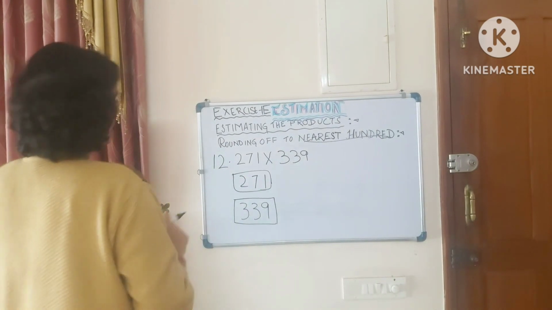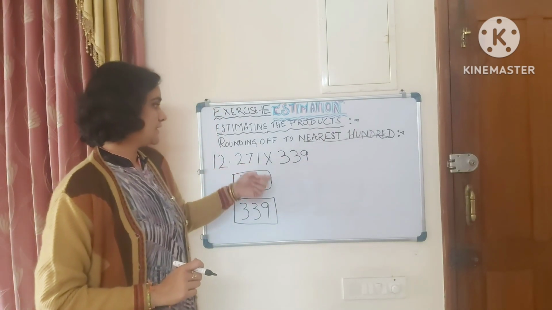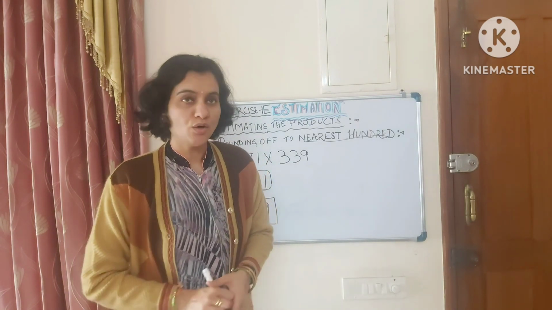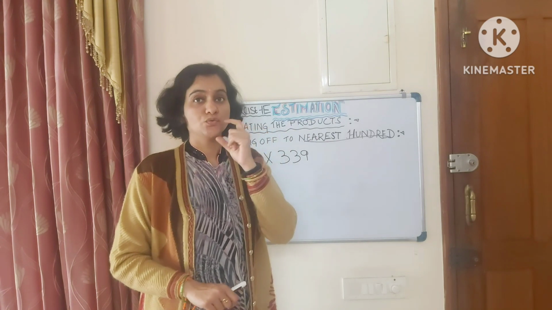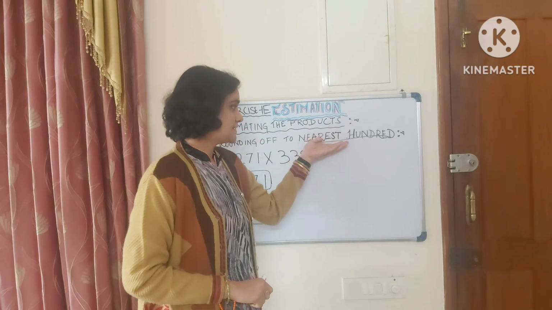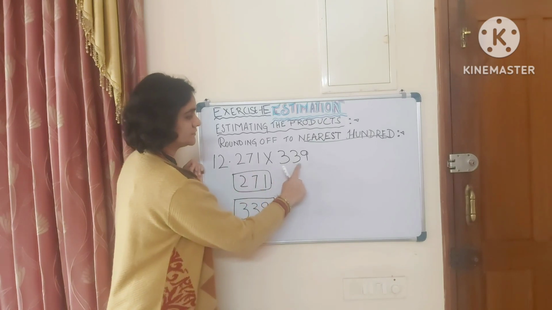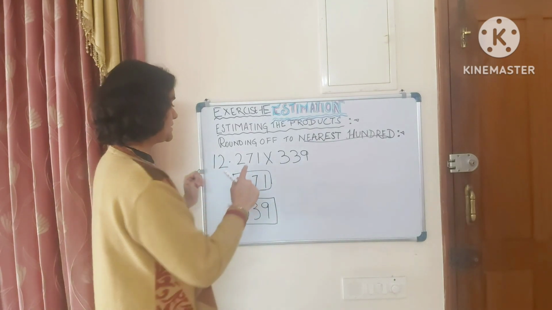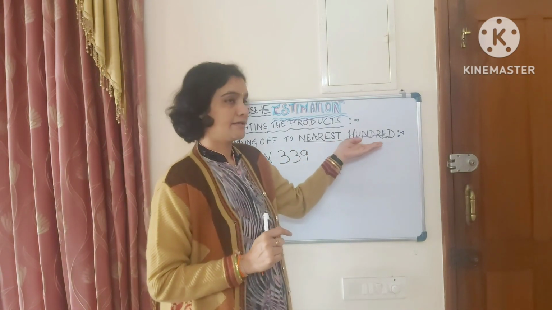Now we will do rounding off to the nearest 100. Question number 12, 271 into 339. Where do students make mistakes while rounding off? They don't exactly know where to focus, which number to focus on. When it says nearest 100, I should look at the tens place digit, right? From there, I will see if the tens place digit is greater than 5 or less than 5.